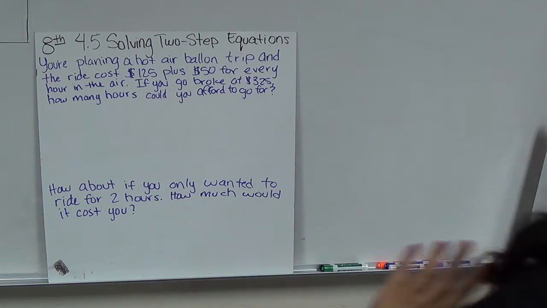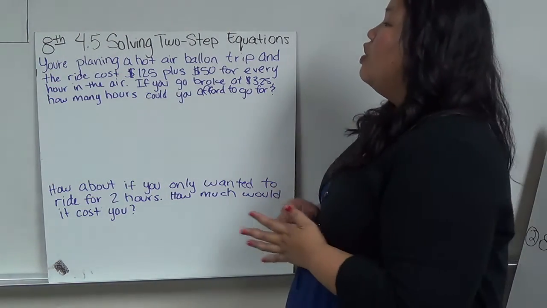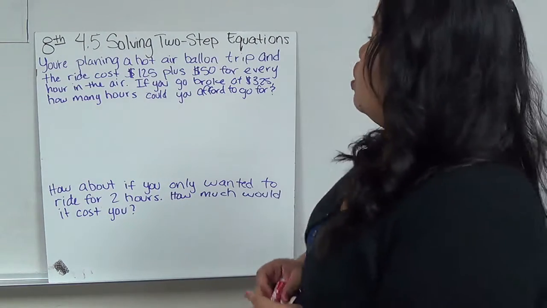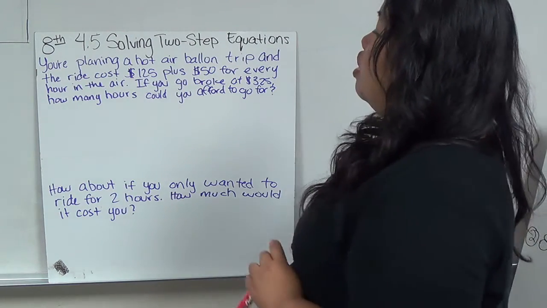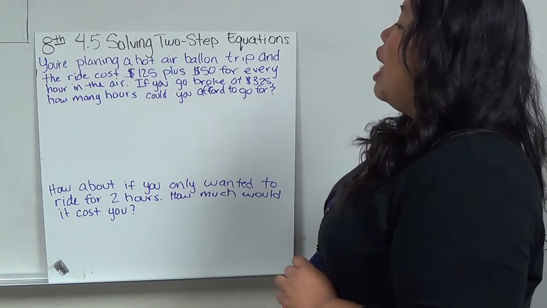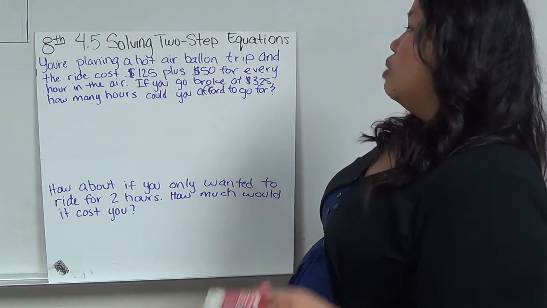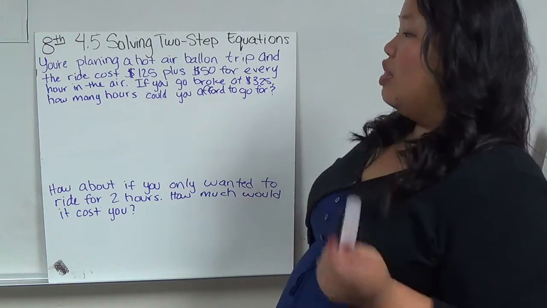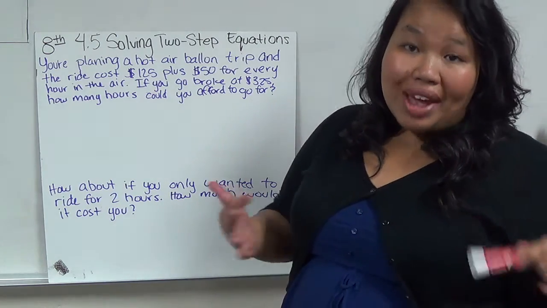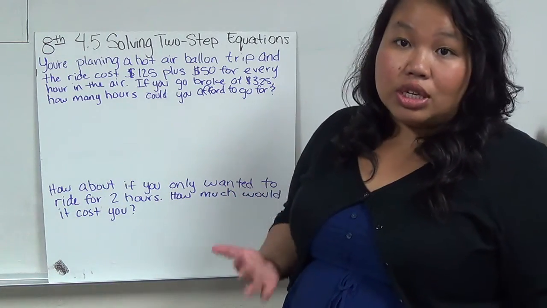In 8th grade, section 4.5, we're dealing with solving two-step equations. So, let's read the story problem. You're planning a hot air balloon trip, and the ride costs $125 plus $50 for every hour in the air. So if you're planning a trip, you have to tell people about how much they're going to spend.